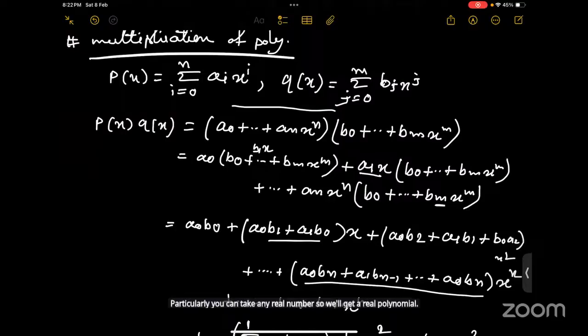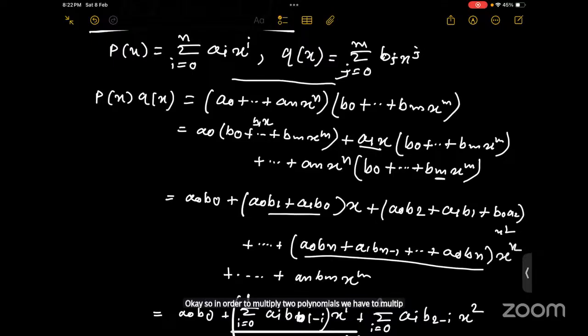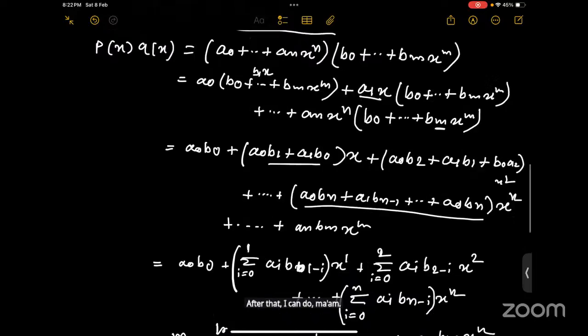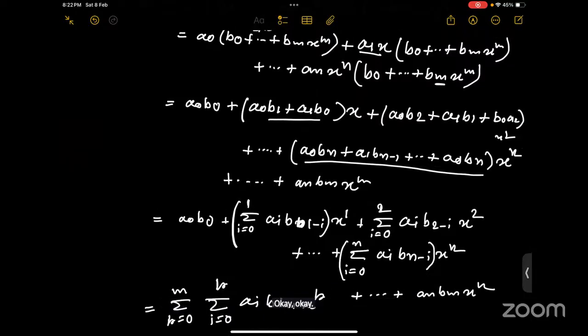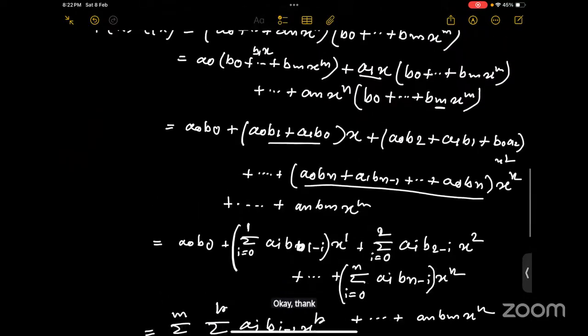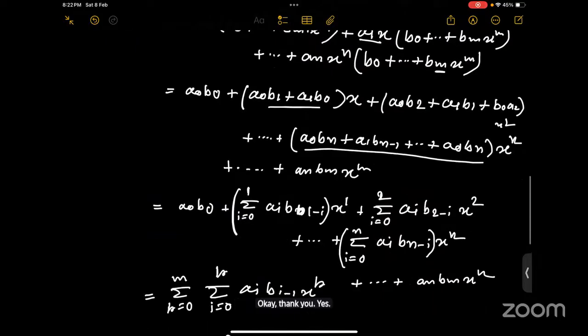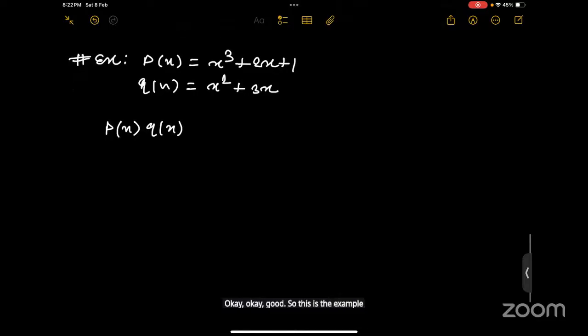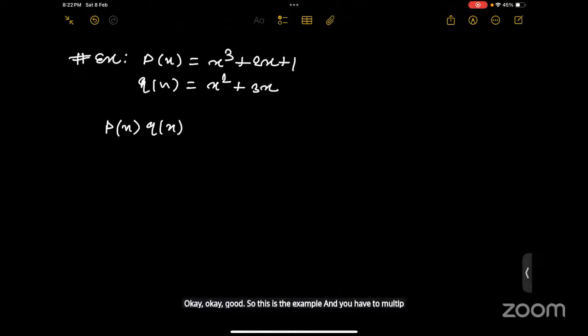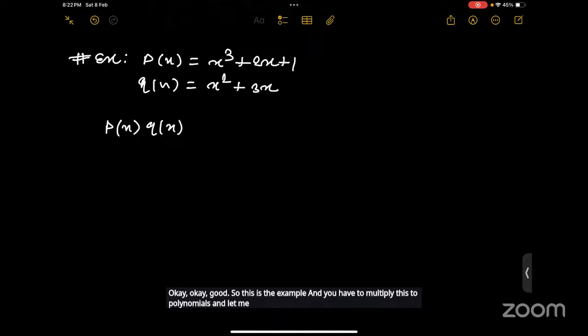In order to multiply two polynomials, we have to multiply term by term. In the second step, we can see that with each term of the first polynomial we are multiplying the second polynomial. Is it now fine for you? Yes. Okay, good. So this is the example, and you have to multiply these two polynomials and let me know what is the multiplied polynomial.